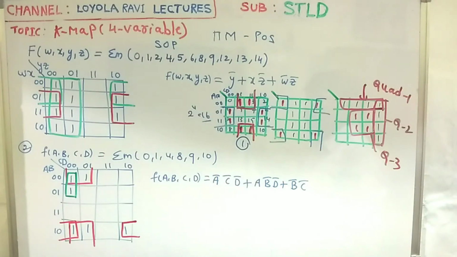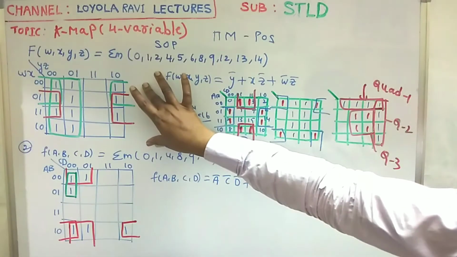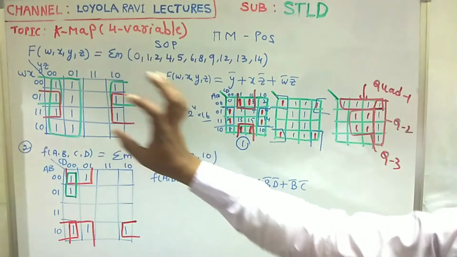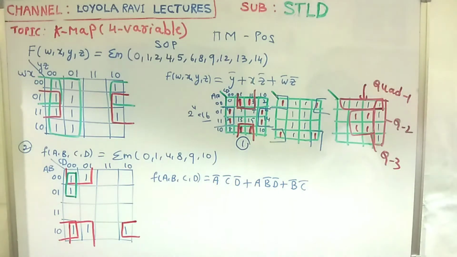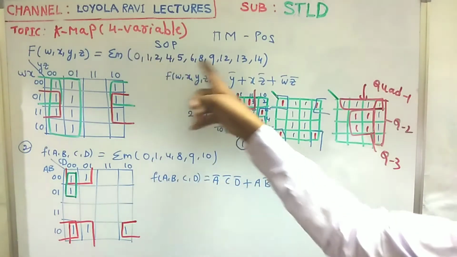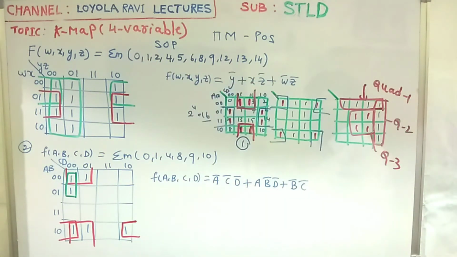Simplify using K-map. First you can draw the structure of the 4 variable K-map. What are the given variables? W, x, y, z. Then place all the minterms. Second step is place all the minterms.